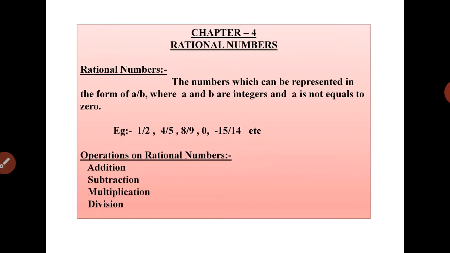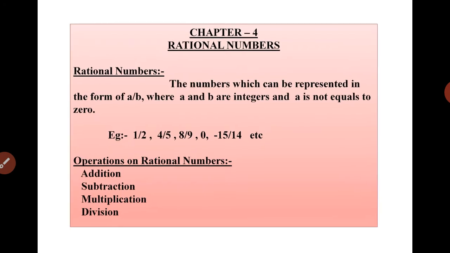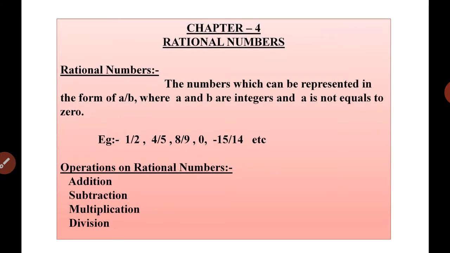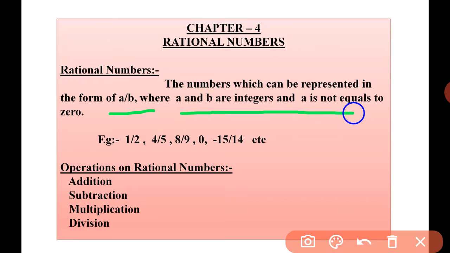Now after this we can start our fourth chapter, that is rational numbers, which is also a very important chapter. First of all we would like to explain the definition of a rational number. A rational number is a number which can be represented in the form of a upon b, where a and b are integers and a is not equal to 0. Here the compulsory thing is that a will not be equal to 0. For example, 1 upon 2, 4 upon 5, 8 upon 9.